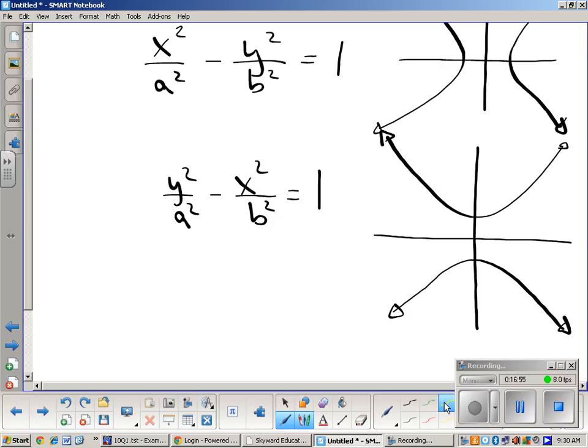In both models, those are the vertices. And the line that connects them is called the transverse axis.